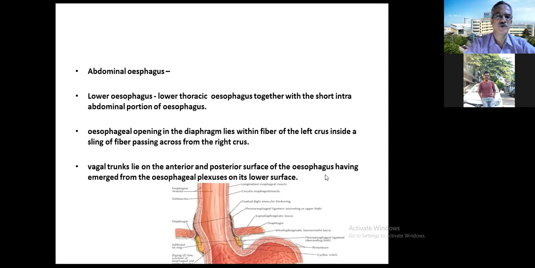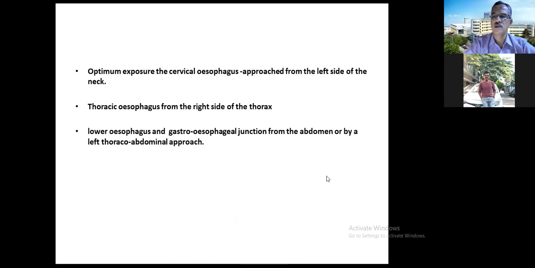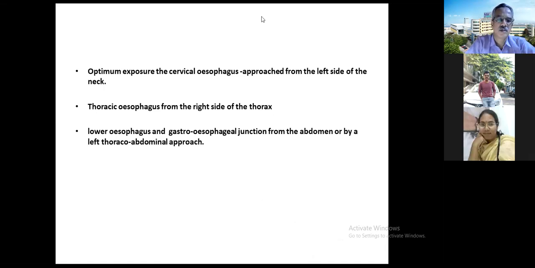Okay. Any doubts? Vanita, Ritika? No, sir. So when you are doing a transhiatal esophagectomy, okay? Yes, sir. You are not seeing all these things. Yes, sir. So if there is a thoracic duct injury, what happens? Chylothorax.